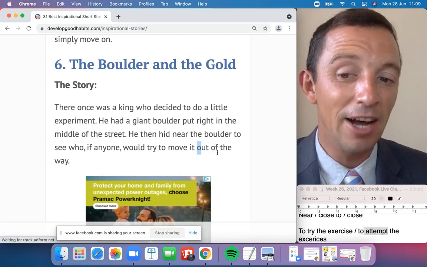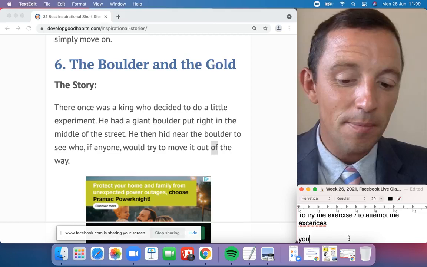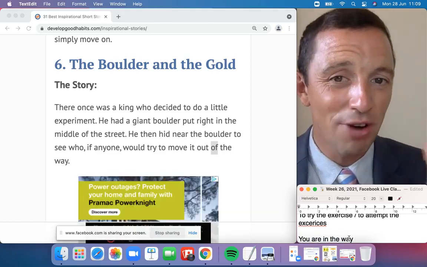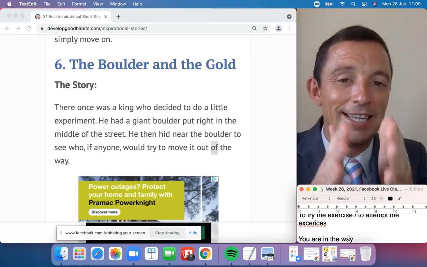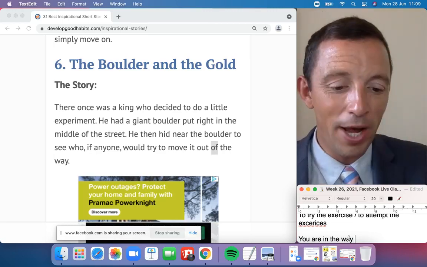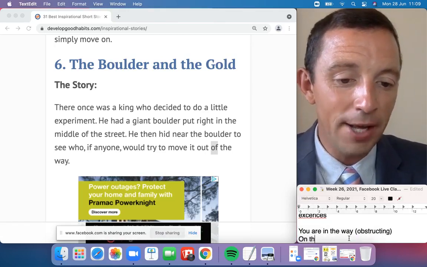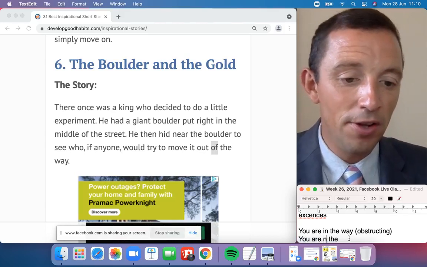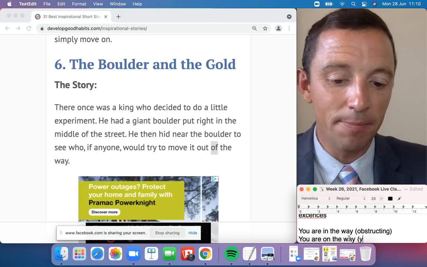Okay, and that structure of the way, it's possible to say you are in the way. So for example, if you are obstructing the traffic, you are obstructing the people moving, you are in the way. Okay, so if you are in the way, you are obstructing. But if you are on the way, that's completely different. So you are on the way, and the significance means you are traveling at the moment.